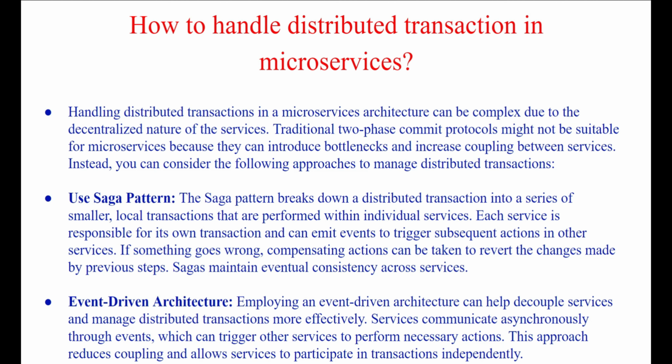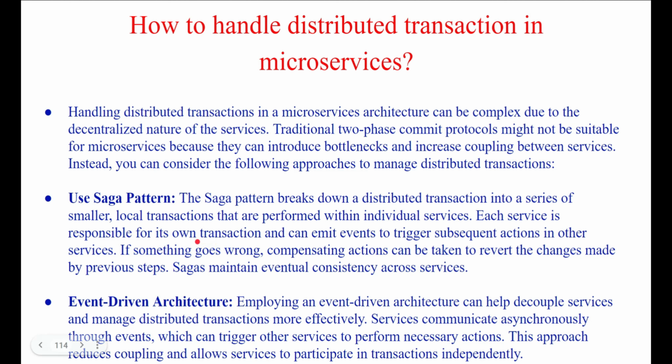So the answer to that is we have multiple options given in microservices design patterns itself. First is the Saga design pattern. The Saga pattern breaks down the complete transaction into a series of small local transactions. So one local transaction will be done in the order service, one local transaction in the payment service, done individually. Each service is responsible for its own transaction.